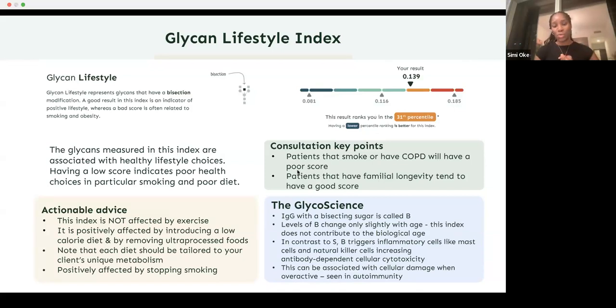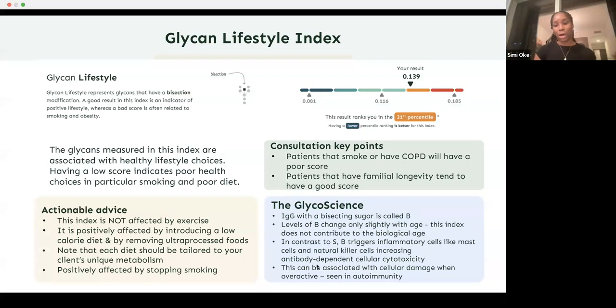And I guess in terms of structure, you can see the structure there, but ultimately with these glycans, what you see is this bisecting subunit, which seems to have a positive effect on what's happening from an inflammation point of view. And it's worth mentioning that with clients who have a family history of longevity, so centenarians in their family, for example, or family members who live to a very old age, you're going to see a positive score in their lifestyle index as well. So there is some genetic element to it.